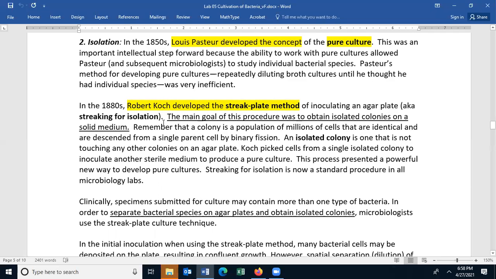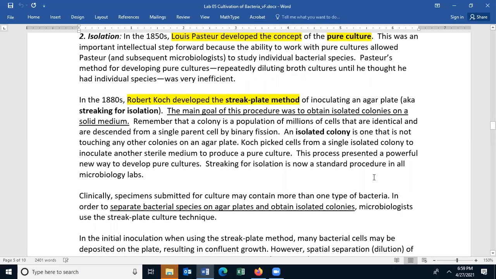Anyways, Robert Koch was the first to develop growth on a solid medium and streaking for colony isolation. And that was much easier to get pure cultures.